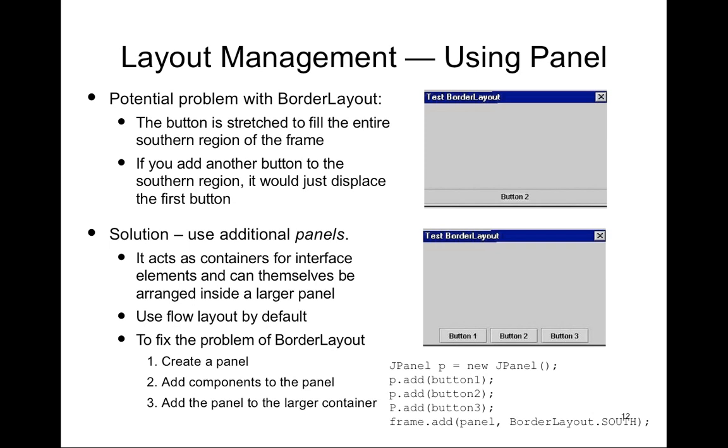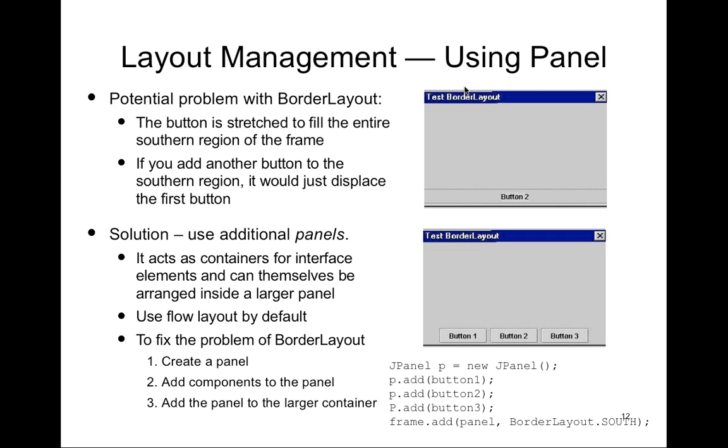I like to pick where I want things. So the layout management problem here is using a panel. You've got a panel that appears. A potential problem with a border layout, here's a border layout as an example, is that the button is stretched to fill the entire southern region of the frame.